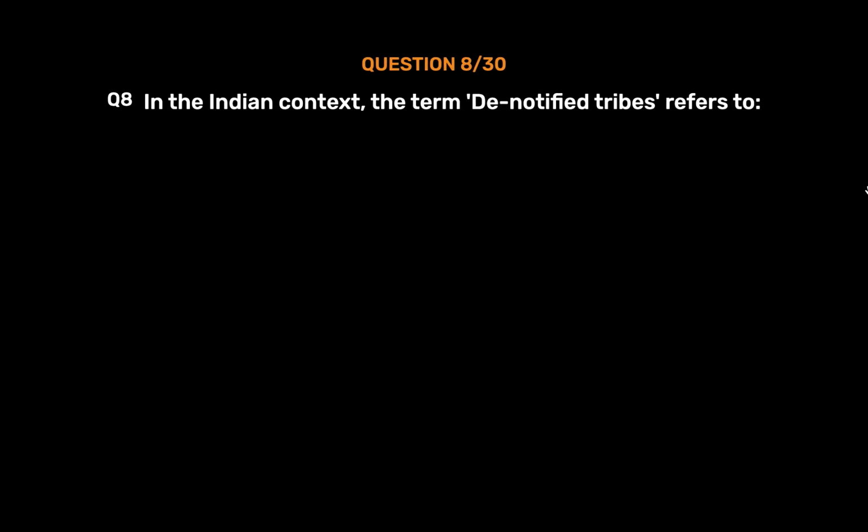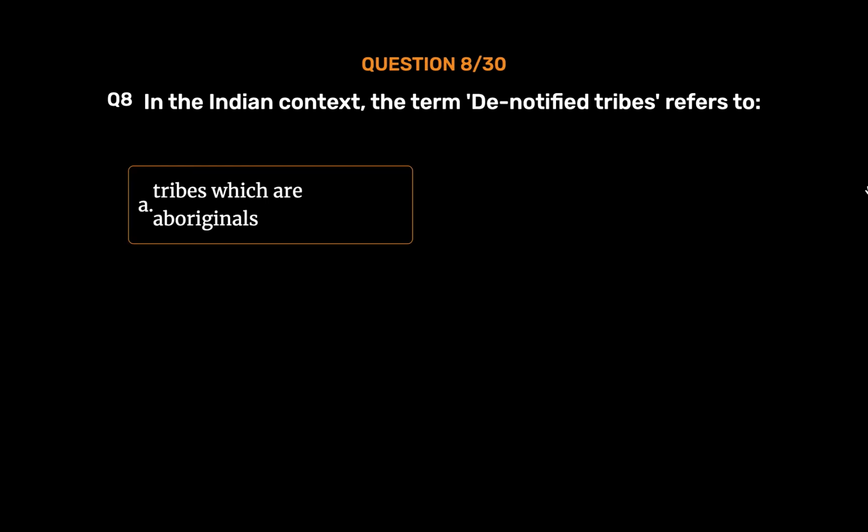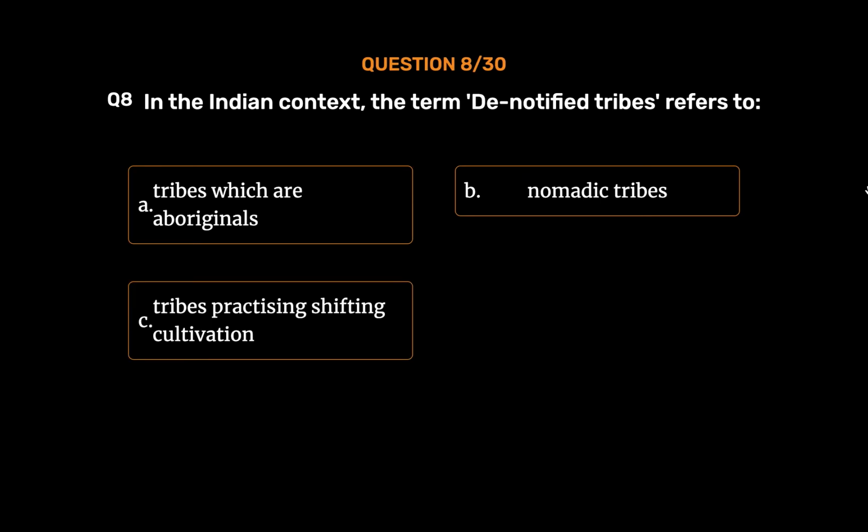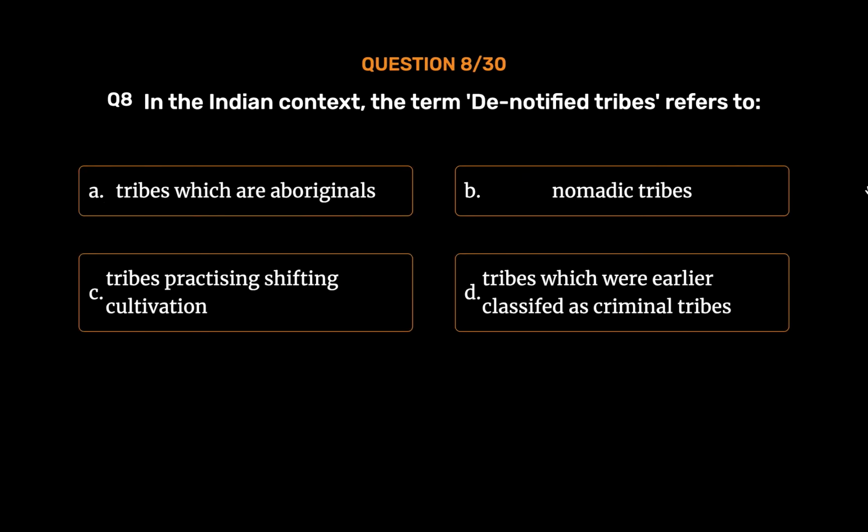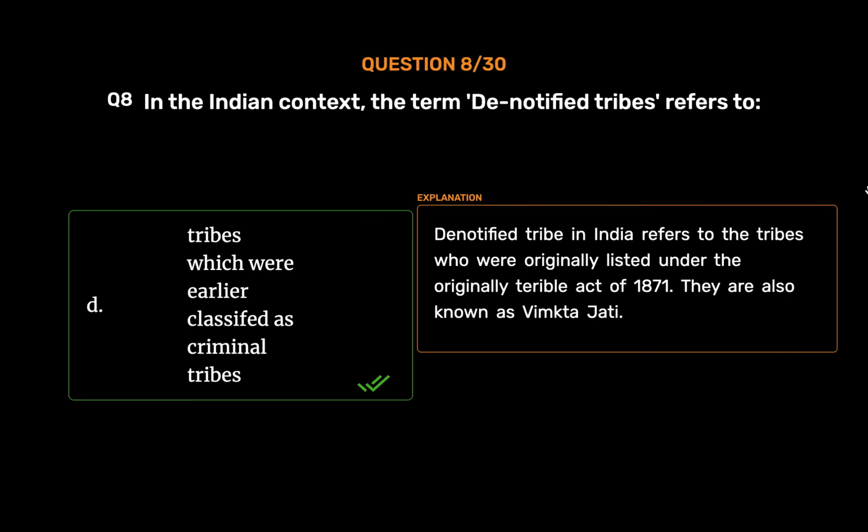Question number 8. In the Indian context, the term denotified tribes refers to Option A. Tribes which are aboriginals. Option B. Nomadic tribes. Option C. Tribes practicing shifting cultivation. Option D. Tribes which were earlier classified as criminal tribes. The correct answer is Option D. Tribes which were earlier classified as criminal tribes.